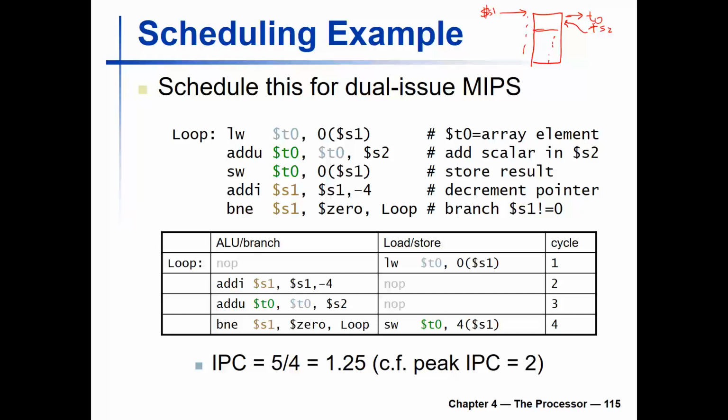So you can see here I'm loading the very first word into T0. Then I'm adding to this T0 the constant S2, which is what I indicated here. And then I'm saving the word back to the array. That's what I'm showing here. And then I'm decrementing S1 by 4. Then I check if S1 reaches 0. If not, loop. If it reaches 0, exit the loop.